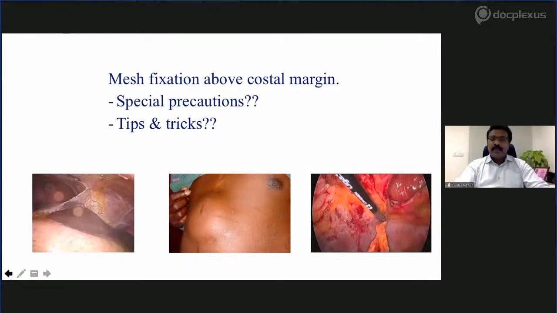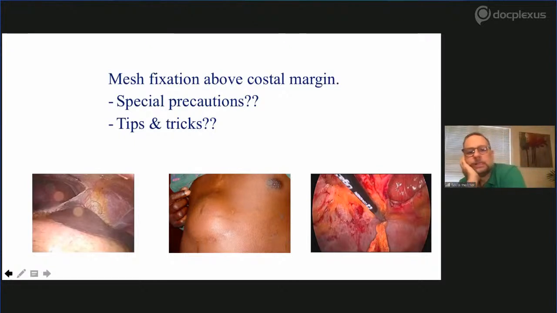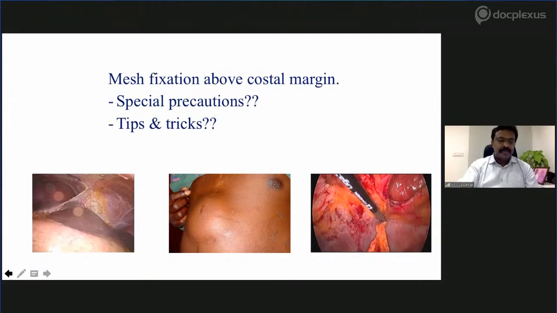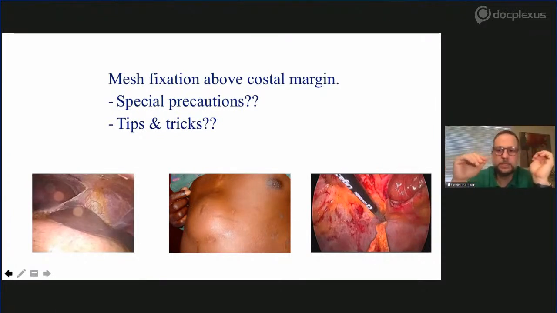This is the last question. Mesh fixation above the costal margin. What are the special precautions you will take? Tips and tricks. Dr. Flavio? Go preperitoneal. This is the best thing that you can do. Just dissect the peritoneum off of the diaphragm. It is thin, but you can do it, and you can go all the way up to the central tendon of the diaphragm if necessary. You're going to lay your mesh. If your mesh is still intraperitoneal, part of it, that piece of the mesh goes extraperitoneal, so you don't need to fix that part. You just put a couple of sutures or glue, and you don't need to do penetrating fixation above the costal margin. I think this is the best thing that we can do.